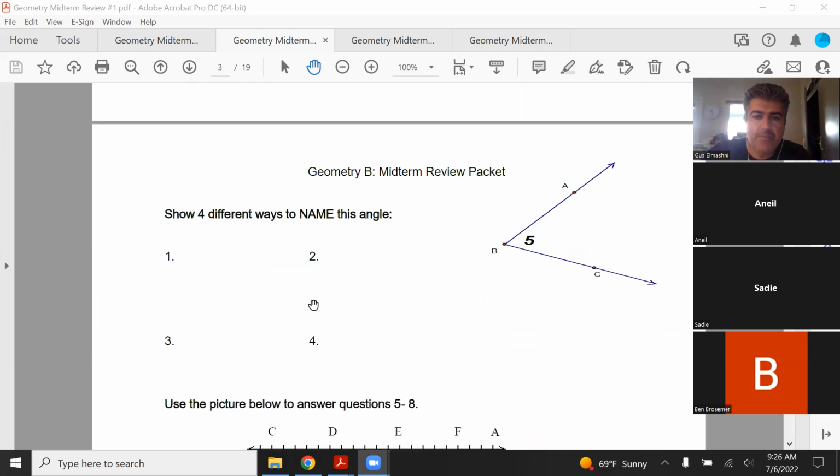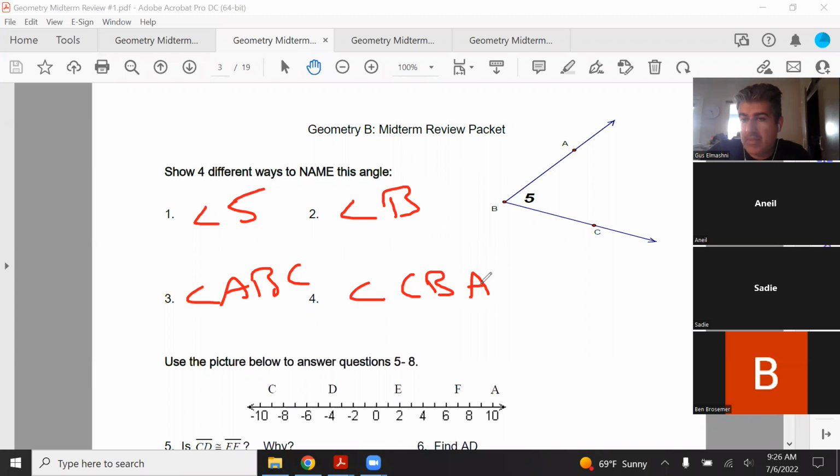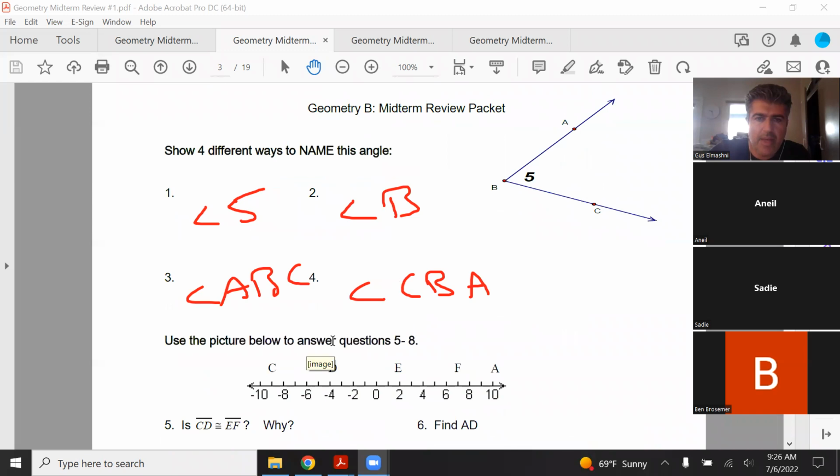So that's the first page. Show 4 different ways to name an angle. So that could be angle 5. You can say angle B. Angle ABC. Angle CBA. Again, I'm not going to ask a question like that. It's pretty easy. Just review, but that's how we can name angles. So again, angle 5, angle B, angle ABC, angle CBA. Hopefully that makes sense.